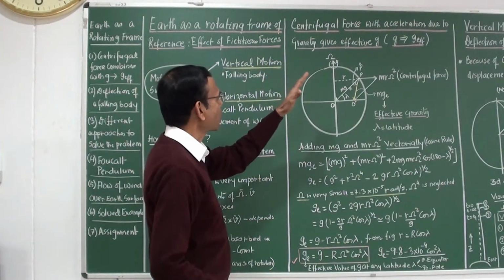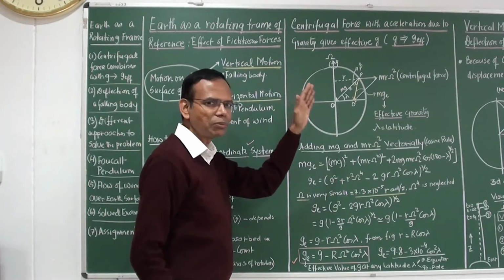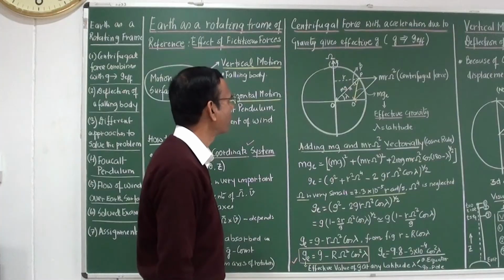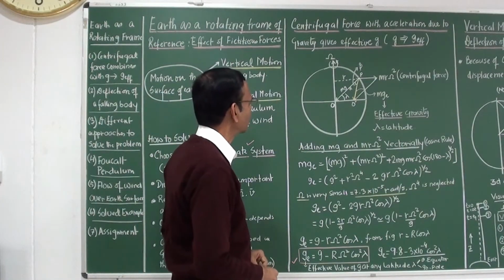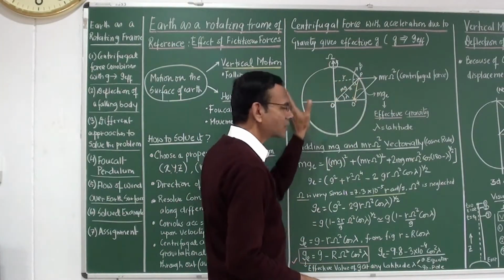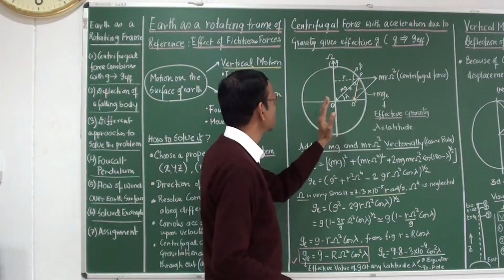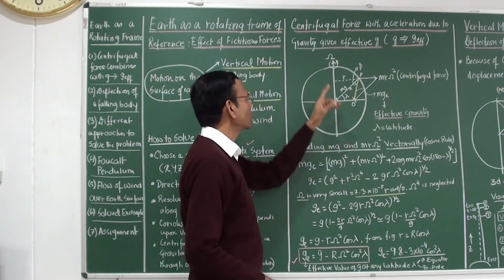Centrifugal force with acceleration due to gravity gives effective g. So g becomes g effective. Let us see this picture diagram. Here, as you see, suppose this is the Earth as a rotating system, and Earth is rotating with angular velocity omega.